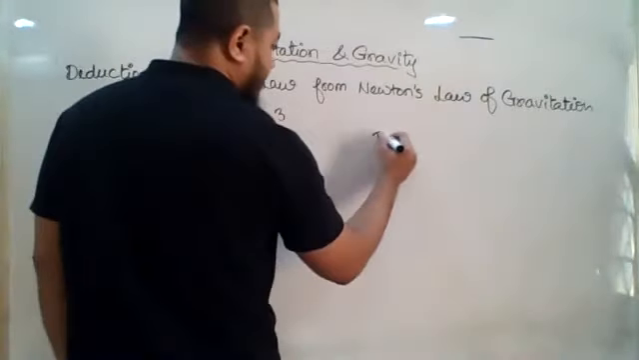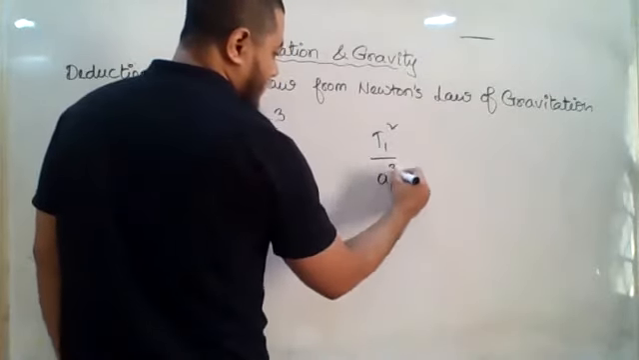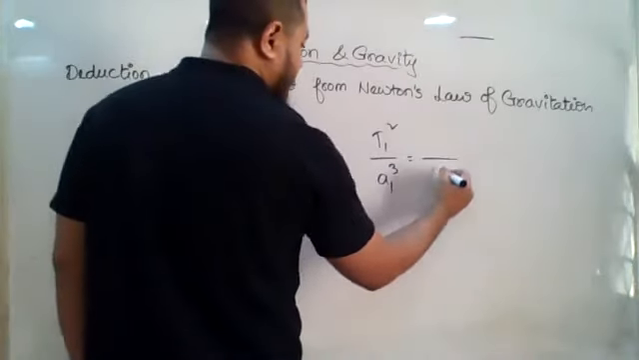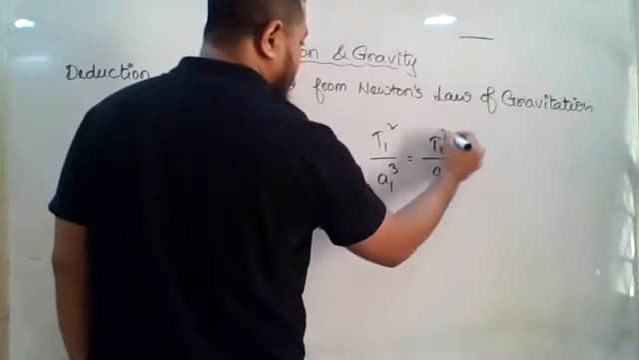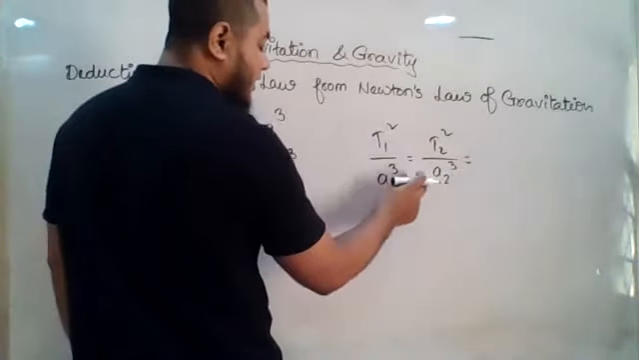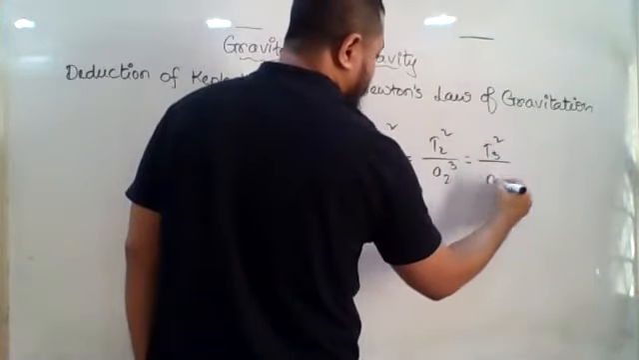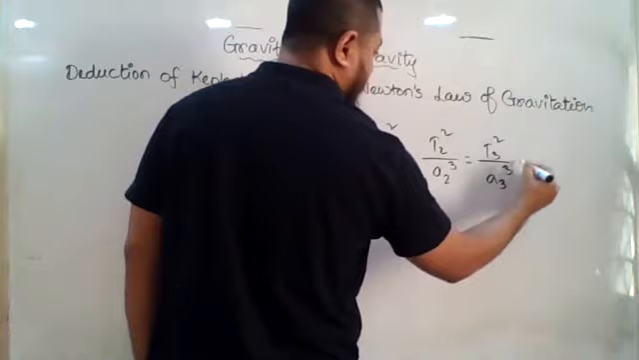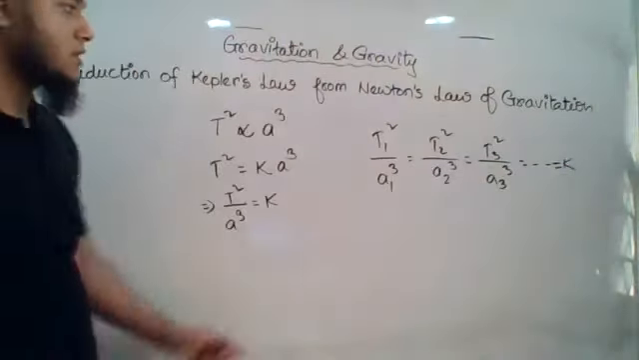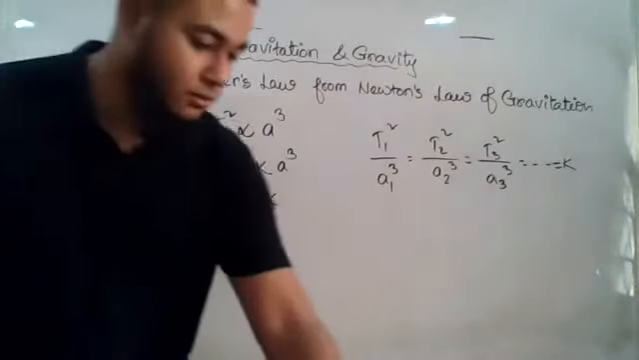So if I take the corresponding values, for A1 it is T1, then for A2 it is T2. If we take the ratio of the corresponding value of the time period and the semi-major axis, then it is always going to remain a constant. So this is another equation that we might use in solving numerical problems.